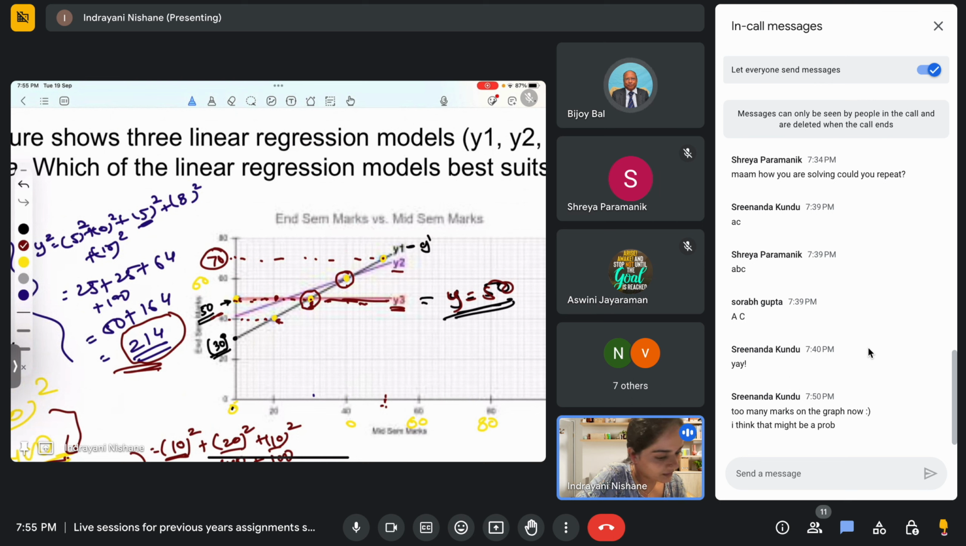Now coming to this y2 purple line. Let me change my ink to blue. Okay, y2. Now this is y2 and this is the actual data point. So what seems to be the difference here? Let us try to map this. This is 10 and this seems to be 5. Do you agree there is a difference of 5 between actual and predicted? So 5 square. I have written 5 and bracket square.